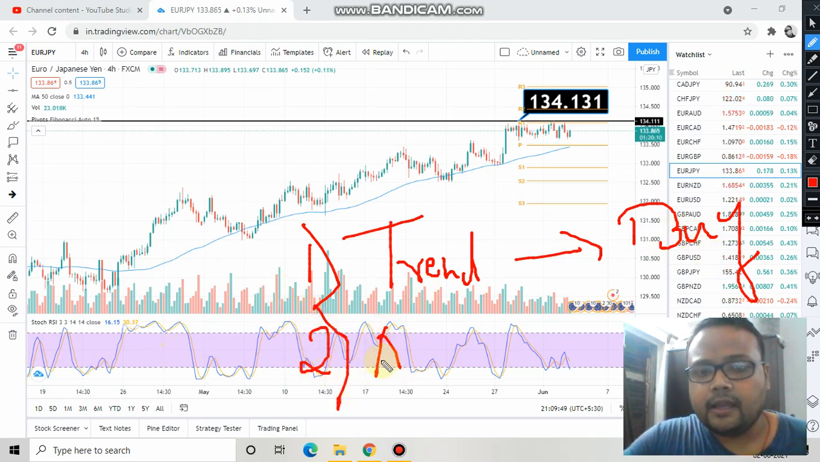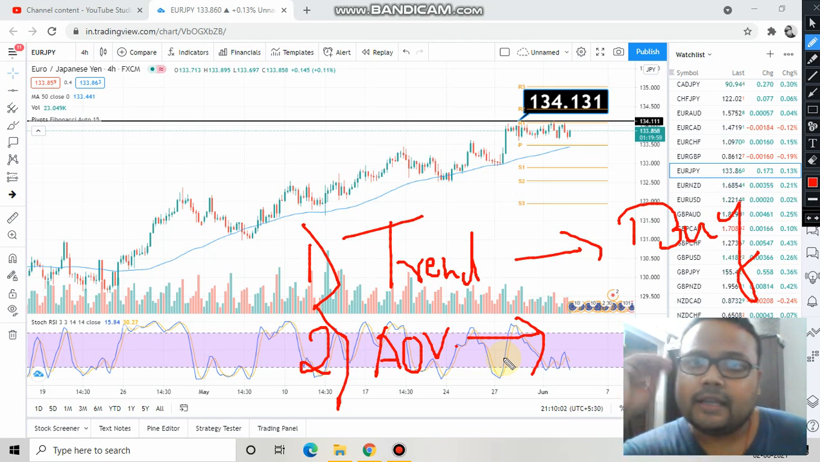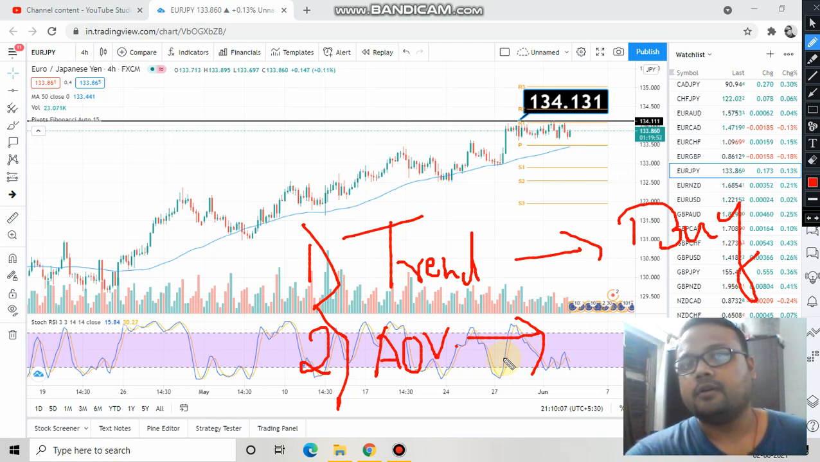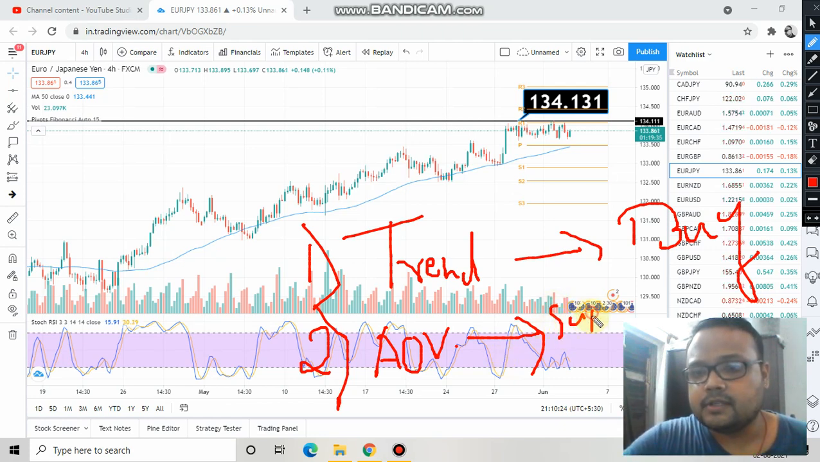Secondly, area of value. Area of value means the best trading spot or the best trading opportunity. In an uptrend market, the best position to buy is near the support, whereas in a downtrend market, the best trading opportunity to short the market is always at the resistance. Right now Euro JPY is in uptrend, therefore we need to find a support.